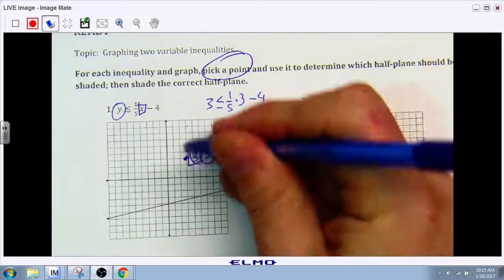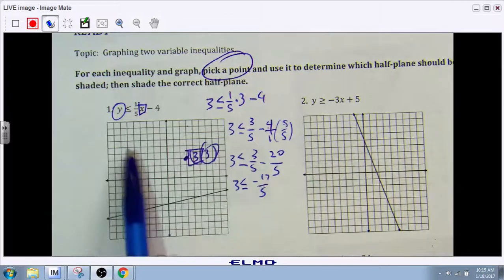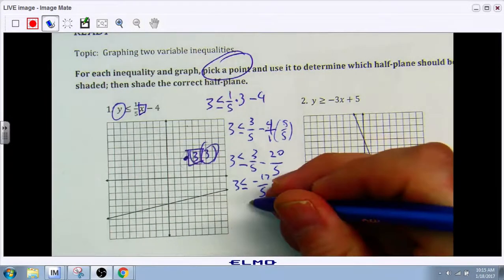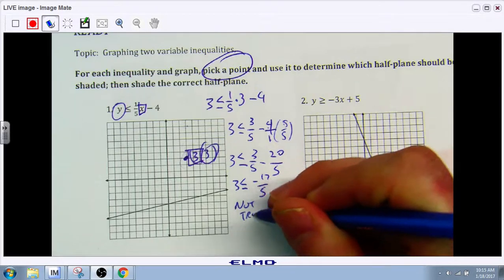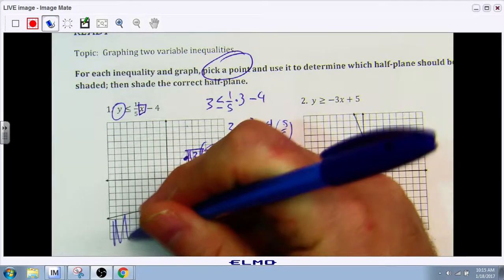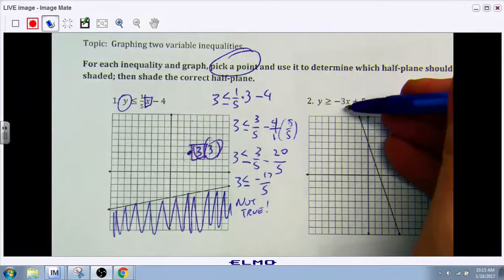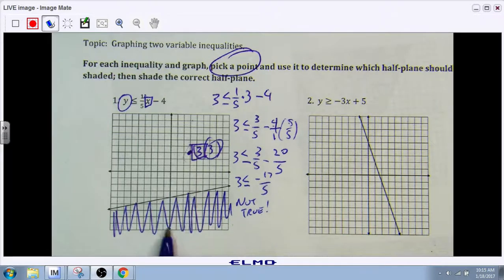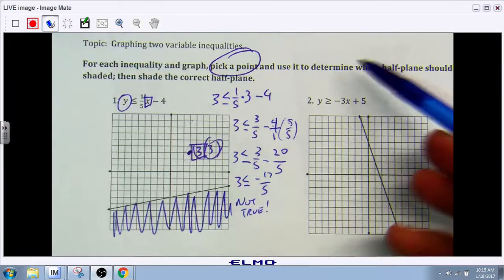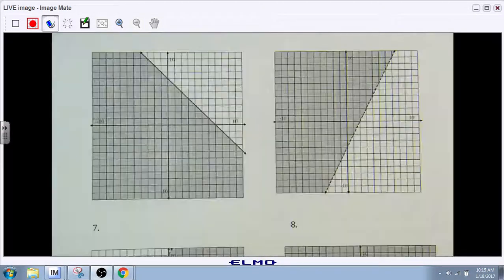And so I know that this does not satisfy this equation, right? This is not true. So therefore, I have to shade the other side of the point. And that's how we do it. You just pick a point, see if it works. If it did work, if that did make it true, I would shade that side. But if it doesn't work, you shade the opposite side. You shade the other half plane. All right, let's go to the next ones.